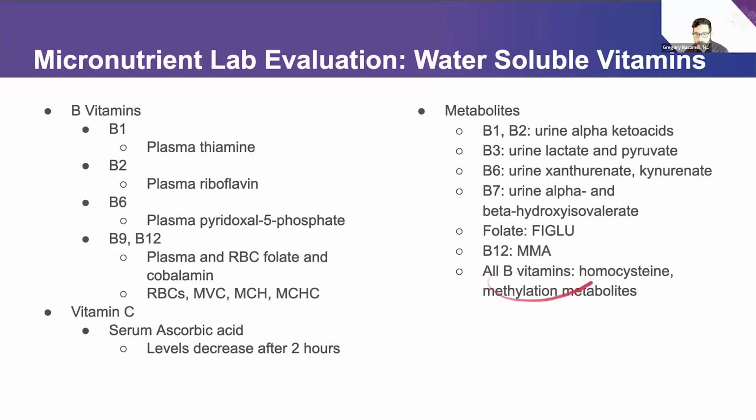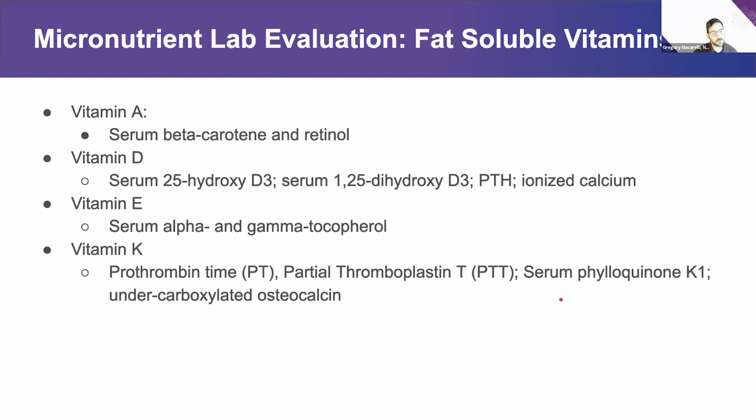And in general, for all B vitamins, if you look at homocysteine and methylation metabolites, which I talked about several talks ago, that's a general marker for whether your body has sufficient B vitamins to do the one carbon cycle or the methylation cycle. For vitamin A, beta carotene and retinol.